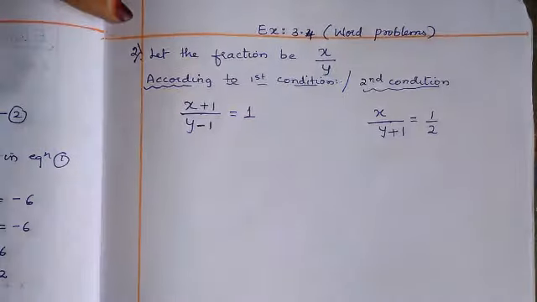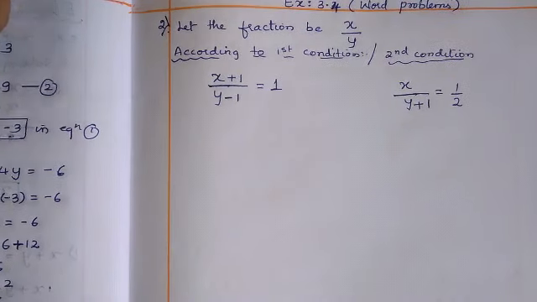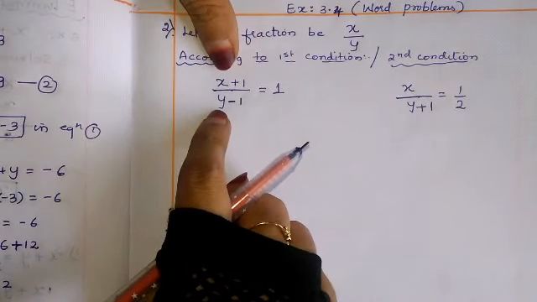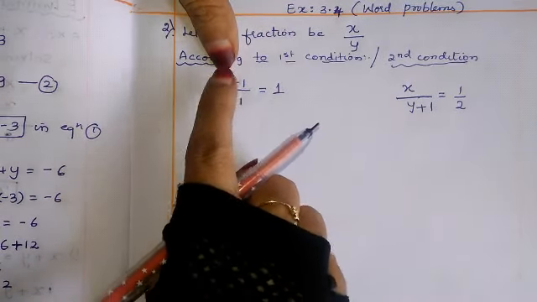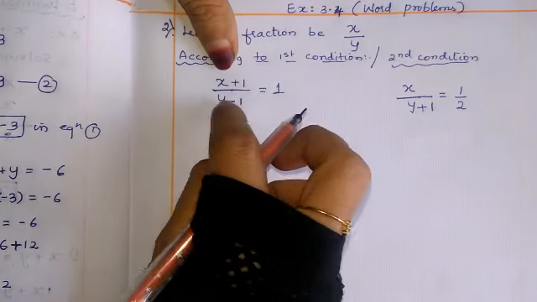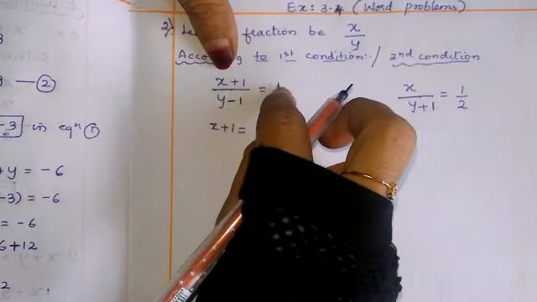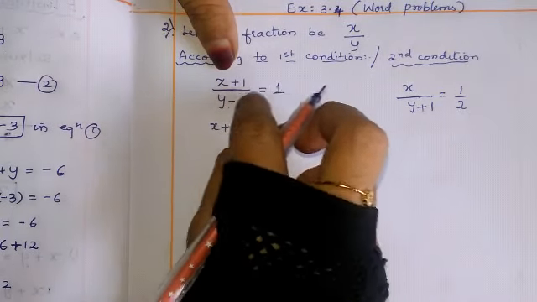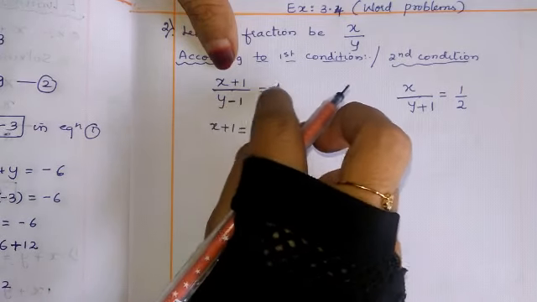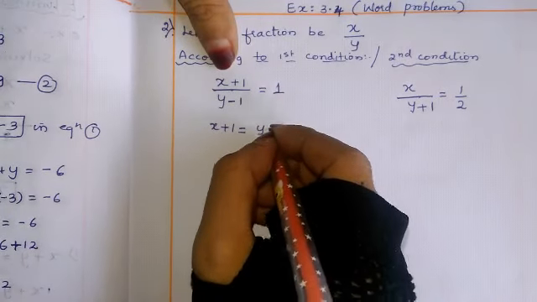So it is not in the standard form. Let us write this first in the standard form. How will we write this in the standard form? x plus 1 I will write as it is, equal to y minus 1 into 1. This we have to multiply. Any number multiplied by 1 is the same thing. y minus 1 into 1 is y minus 1.